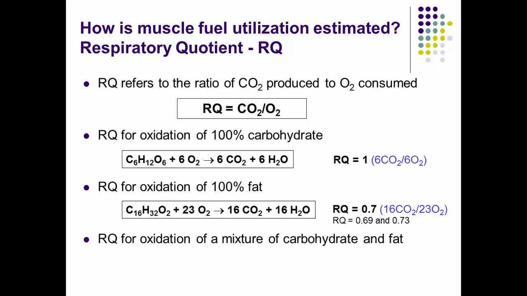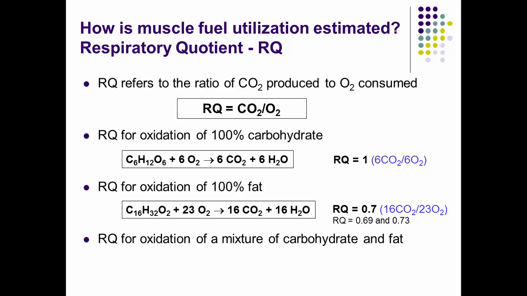And how about 100% fatty acids? Let's take palmitate as an example. Palmitate has 16 carbons, 32 hydrogens, and 2 oxygens. Oxidizing 1 molecule of palmitate requires 23 molecules of oxygen, right? And produces 16 molecules of CO2. So 16 divided by 23 is around 0.69 to 0.73, so about 0.7, right? So if we utilize 100% fat as the energy, then RQ will be around 0.7.